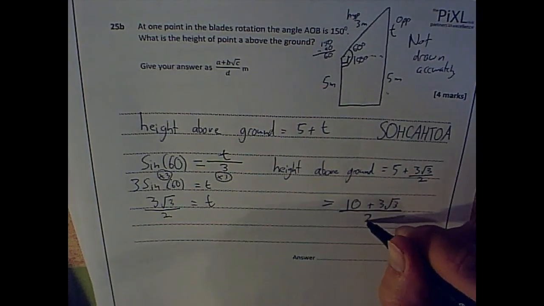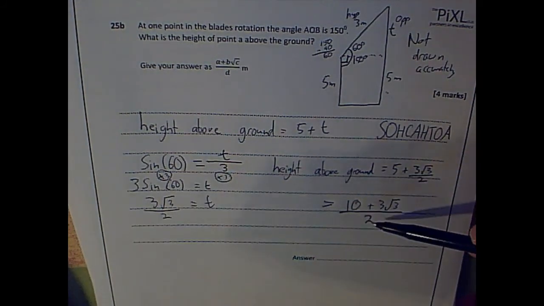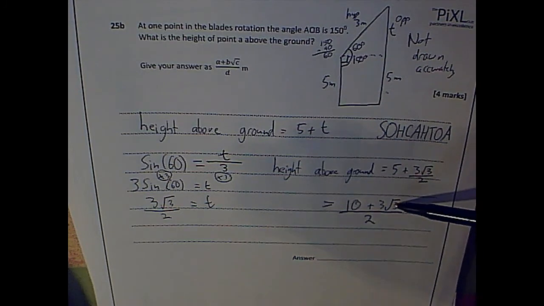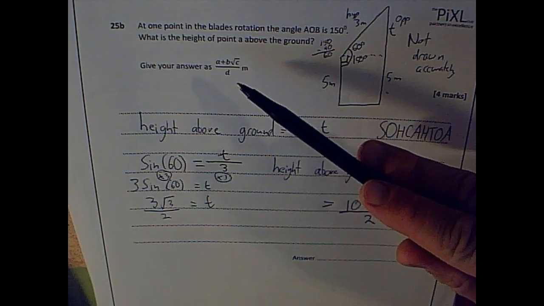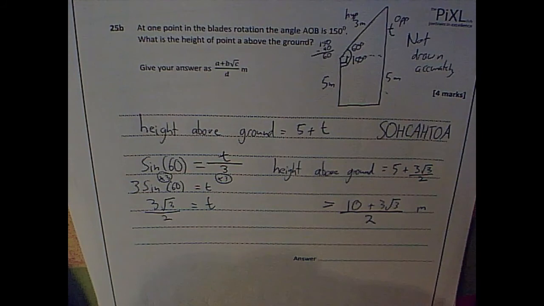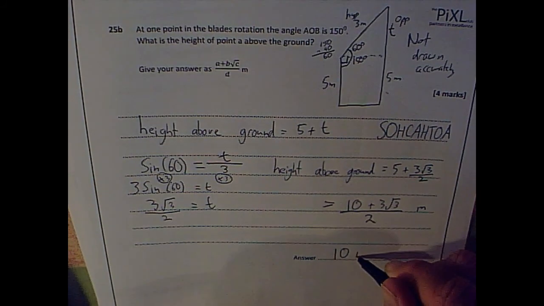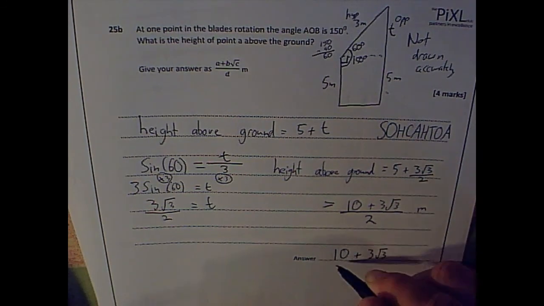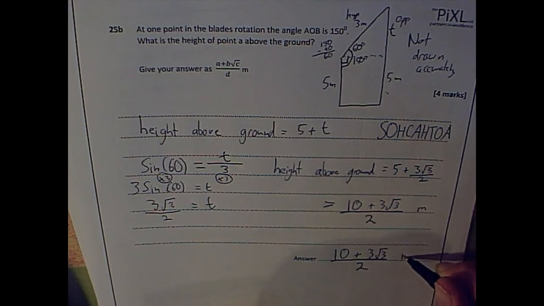Now hopefully you can see why, because this 5 would be created by 10 divided by 2, and then this 3 root 3 would also be over 2. So these two are equivalent, and it's now in this correct form, that many meters. So it's 10 plus 3 root 3, all over 2 meters.